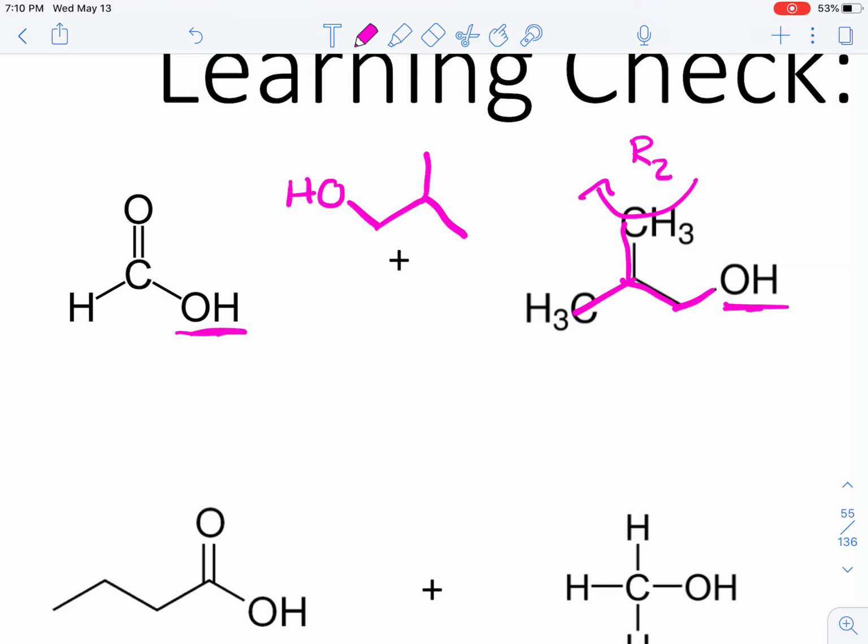And so if this is our product, then according to what I learned in the previous slide, when the esterification reaction occurs, when this is treated with a strong acid, that's going to allow the OH in the carboxylic acid and the H from the alcohol group to combine to form water.